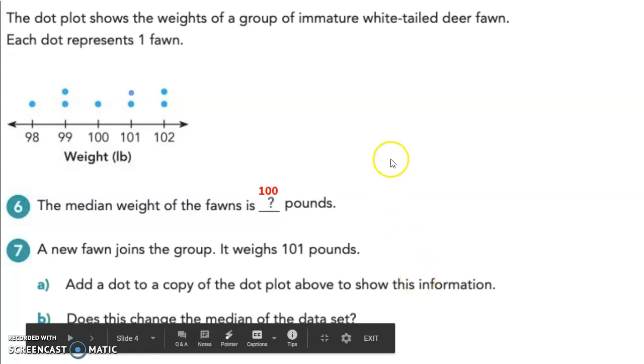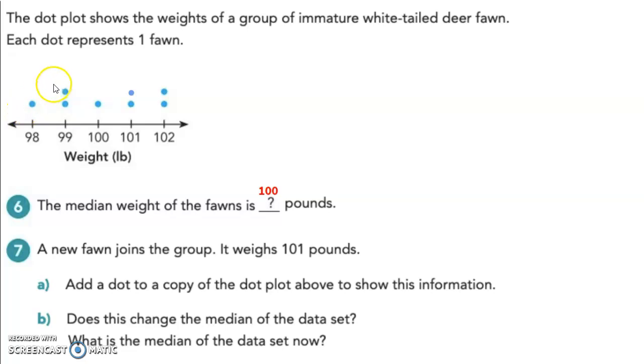Now we have 8 deer, so I don't have one middle number. If I crossed out 1, 2, 3, 4, 1, 2, 3, 4, my middle is right here, where I've got 4 on the left and 4 on the right. So my median is right here in the middle of 100 and 101. So I could find the average. I could add 100 and 101, which is 201, divide by 2, and my median is 100.5.